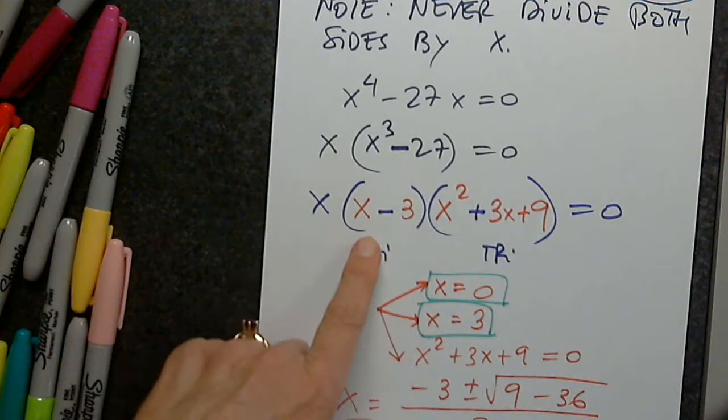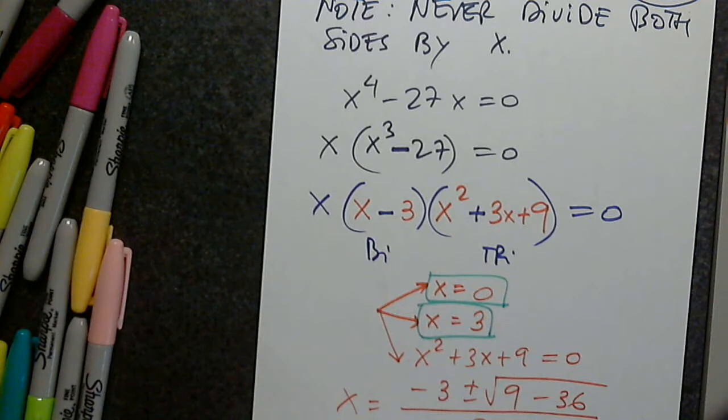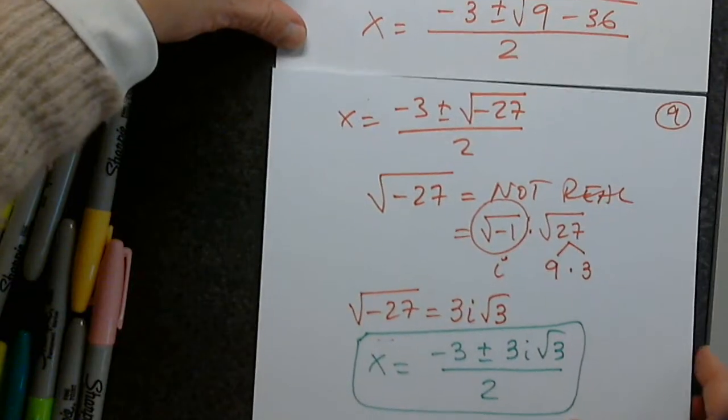The difference of cubes factors into a binomial and a trinomial. Just review what we did last time. Always redo the problems you do in class at least twice or 3 times, because you will forget. Okay. Moving on.